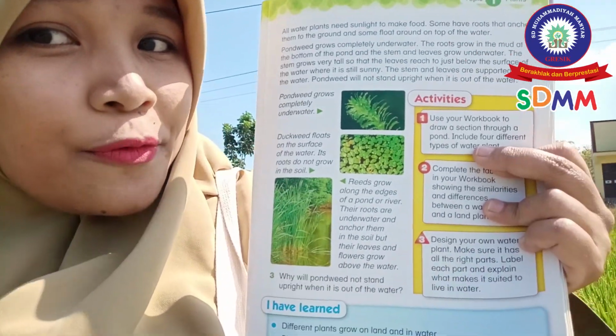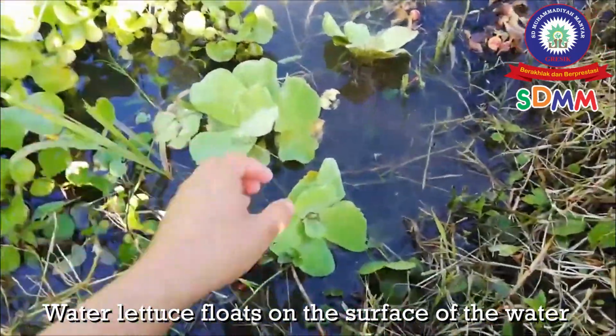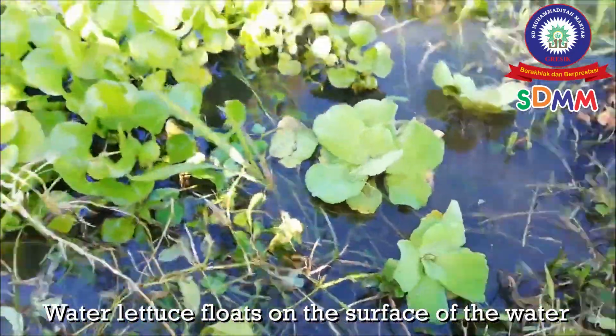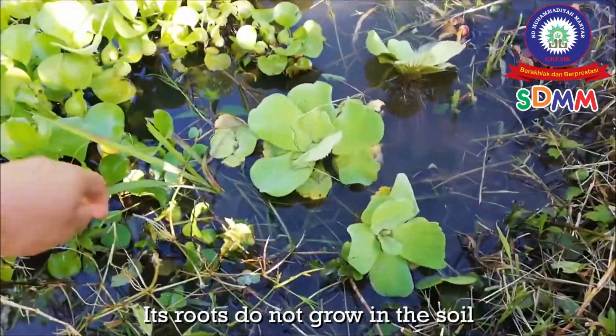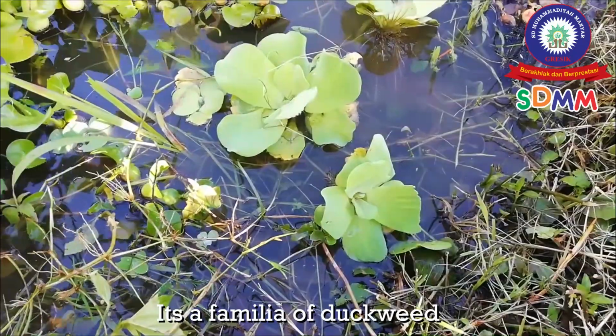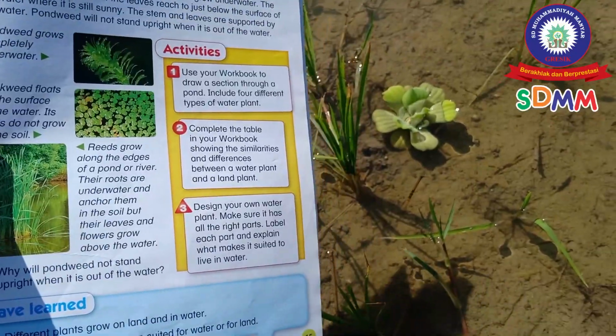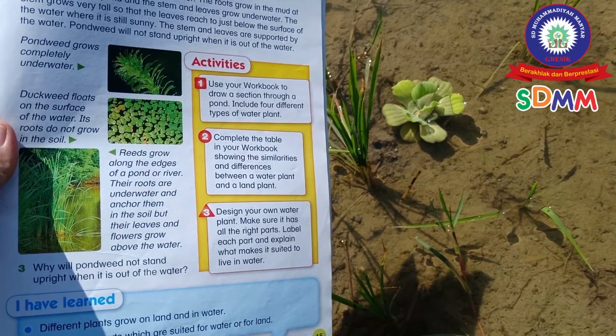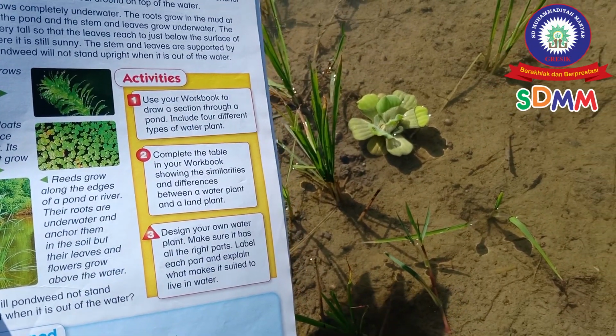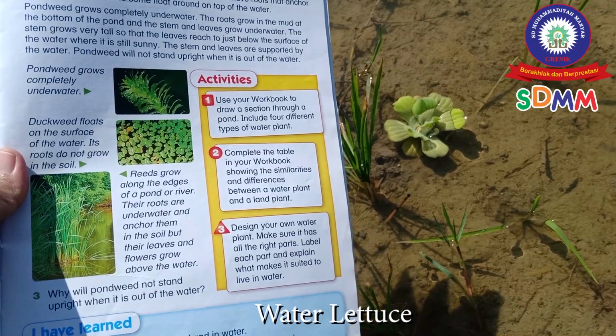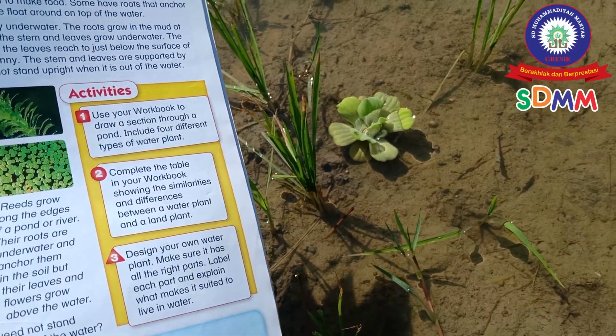Okay guys, we found water lettuce floating on the surface of the water. Its roots do not grow in the soil. It's a family of duckweed. Okay guys, like in these pictures of the book, how lucky we are, we found water lettuce floating on the surface of the water.